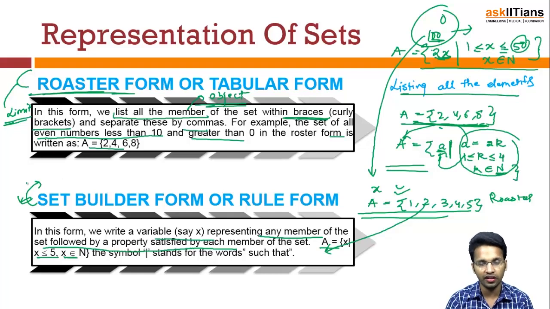There is a third representation, but we don't have to study it, called descriptive, which is just the language we speak. Like if I say the set of all even numbers less than 10, this is an English statement, so we call it the descriptive form. Although it's not a formal representation of a set, you can say it's a descriptive representation. But as far as our studies are concerned, these two forms are the most important.